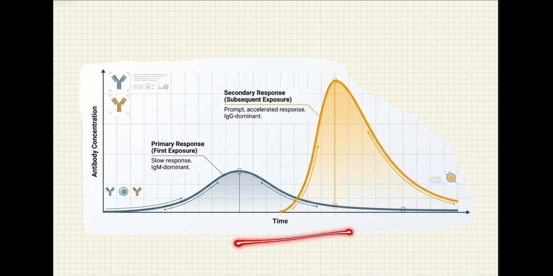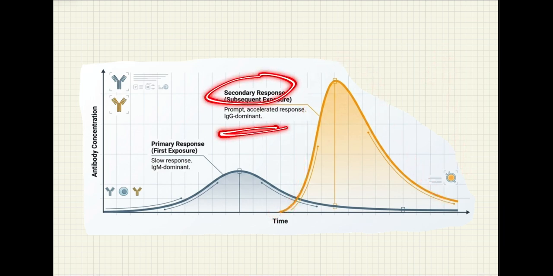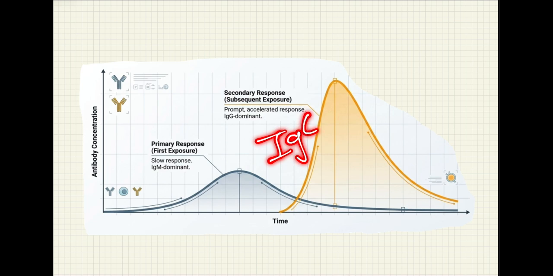Here, we can clearly see how that memory reshapes our survival. Upon first exposure, the primary response is a slow, gradual climb, primarily dominant in IgM antibodies. However, upon a subsequent exposure to that same threat, the presence of those memory cells completely eliminates the time lag. The secondary response transforms into an immediate, overwhelming defense that heavily dominates the threat, and this time, it's heavily reliant on highly effective IgG antibodies.